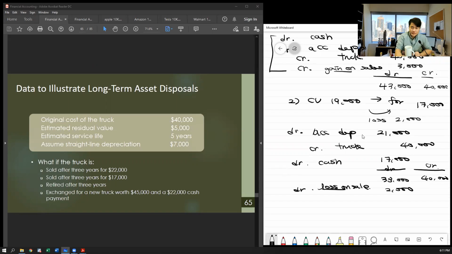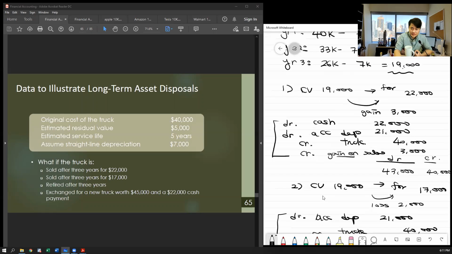Okay. So that 2,000 basically comes from this. Your value of a truck is 19, but you're only going to sell it at 17. Okay. Can you go over the loss gain? I understand mathematically what you did, but why debit credit for loss and gain?